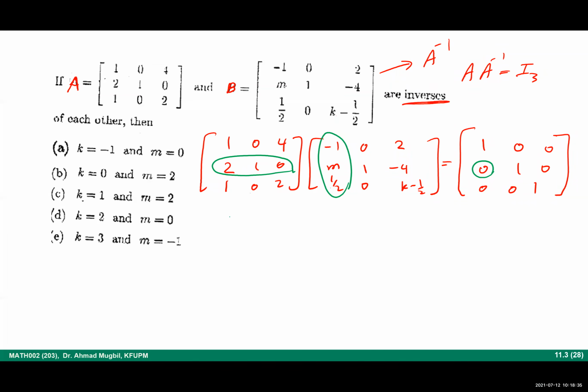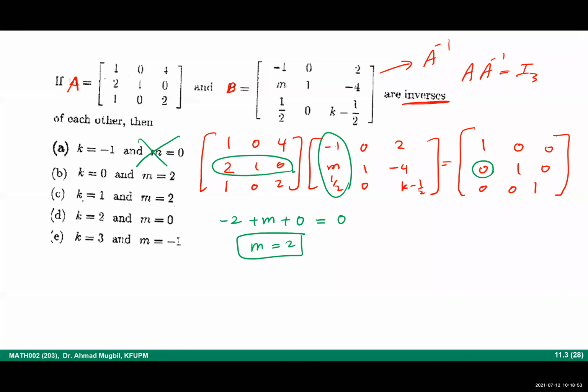So let's do that. We will have negative 2 plus M plus 0, because 0 multiplied by a half is 0, equals 0. From here we have M equals 2. Wow. So this is not an option, this is not an option, this is not an option. This means that the answer is B or C.